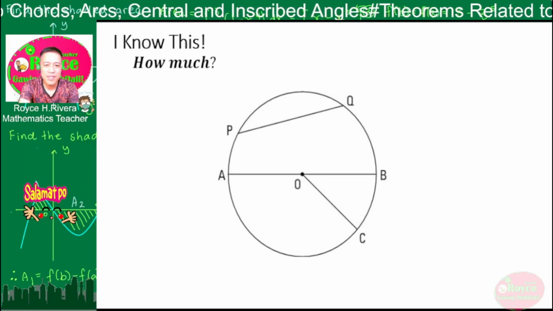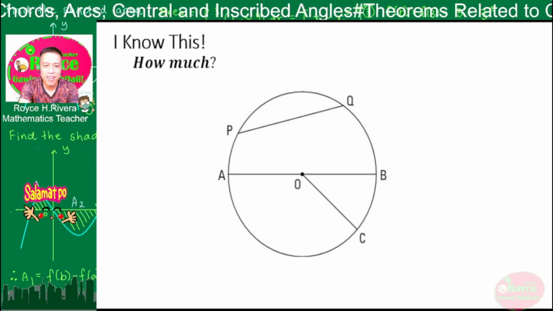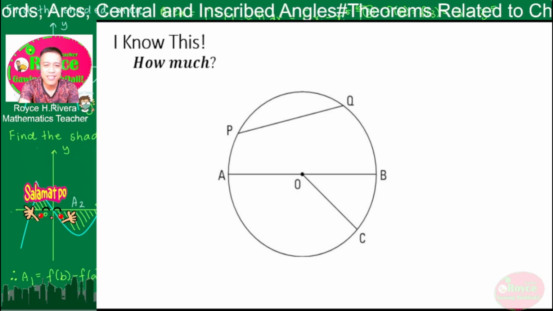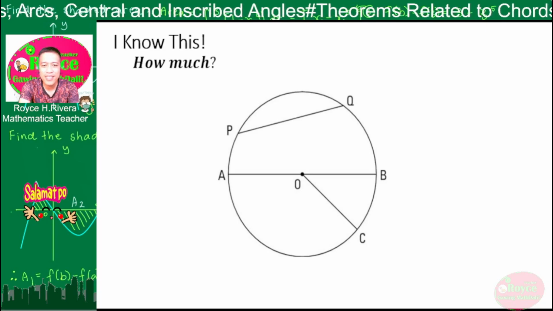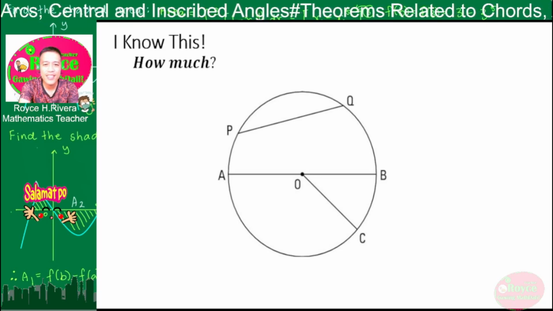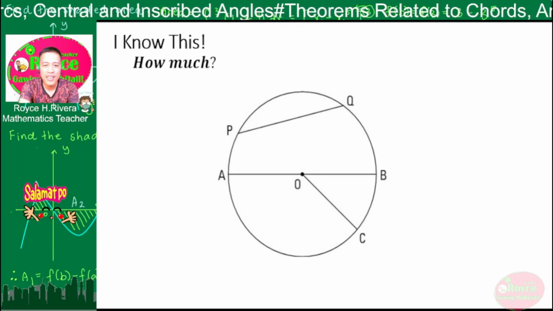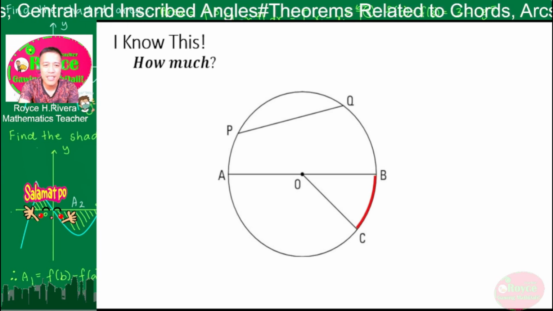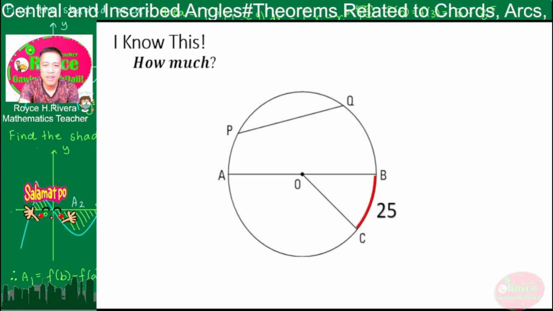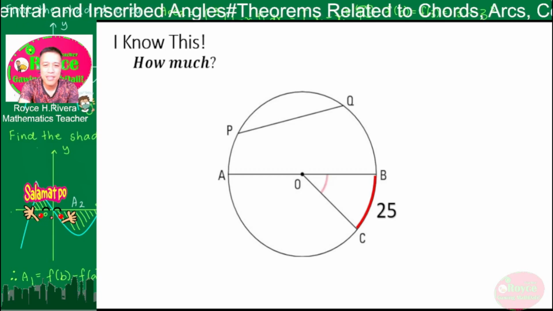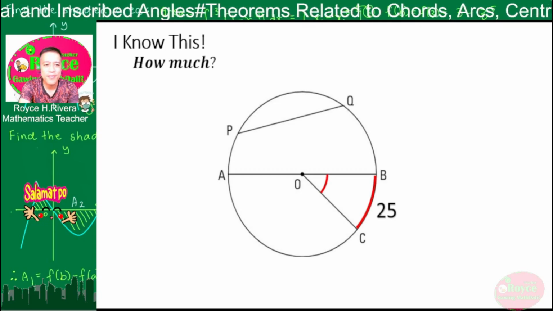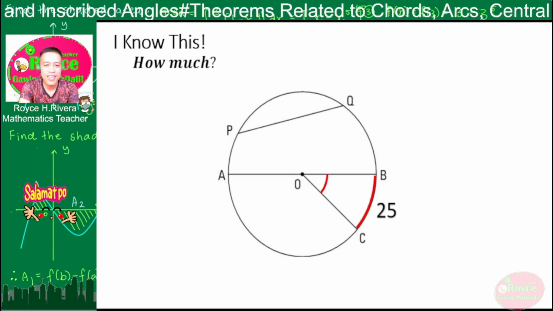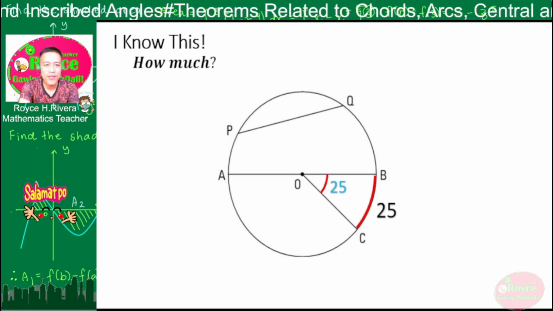For your initial activity, you need to identify the measurement of the arc and the angle. You can pause the video to give you time to answer. Let us start. Suppose that arc BC measures 25 degrees. How much is angle BOC? The answer is 25 degrees.